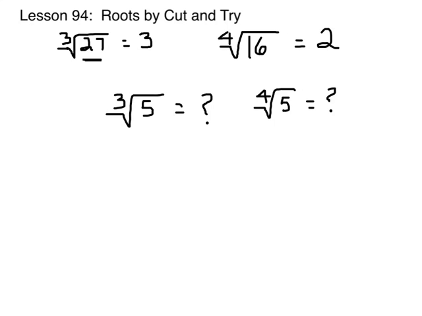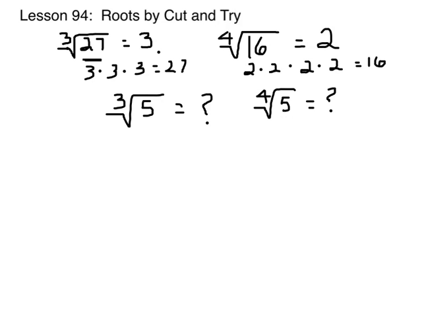that the cubed root of 27 is 3, because 3 times 3 times 3 is equal to 27. We know that the fourth root of 16 is equal to 2, because 2 times 2 is 4, times 2 is 8, times 2 is 16. But when we have a number that we don't have a true square or cube or anything root for, then we kind of have to guess at what that might be.